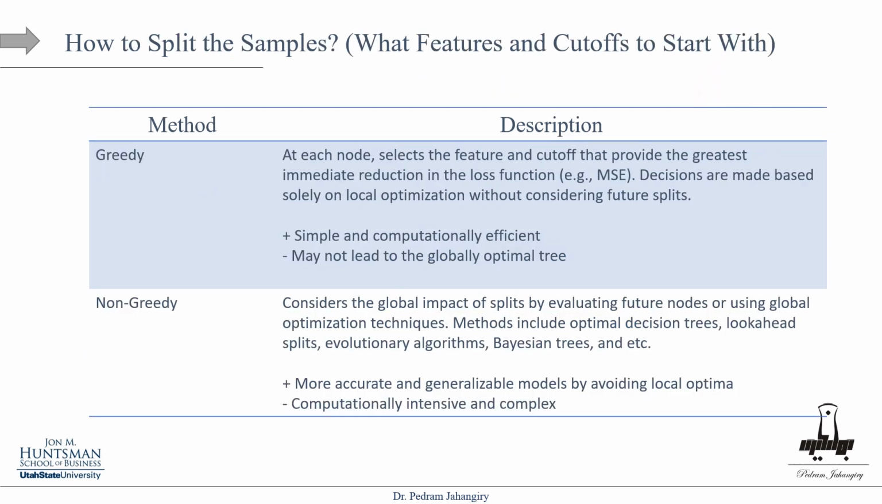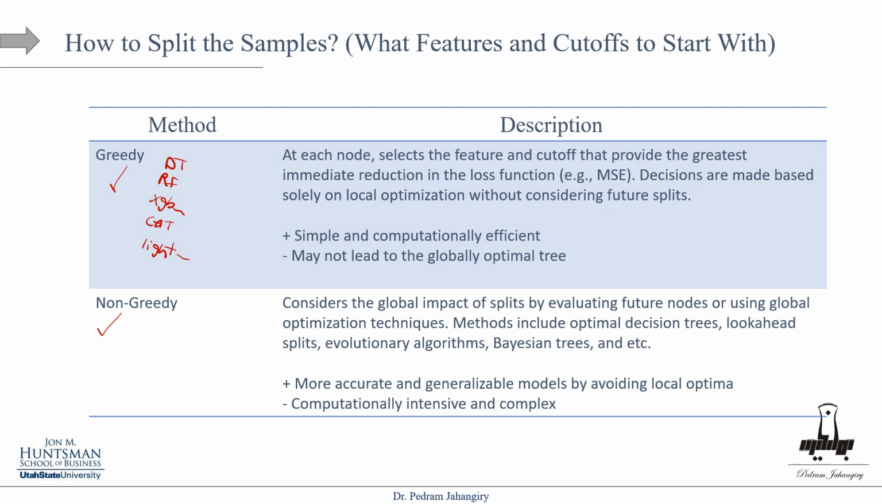Now, moving forward with the third question, how to split the samples. Remember, this is the question, what features and cutoff to start with, right? So this is a splitting question. And there are two methods in general, greedy and non-greedy. I'm going to tell you upfront, all the decision tree based models that we cover are going to be greedy. So your decision tree, your random forest, your XGBoost, your CatBoost and LightGBM, they're all greedy.